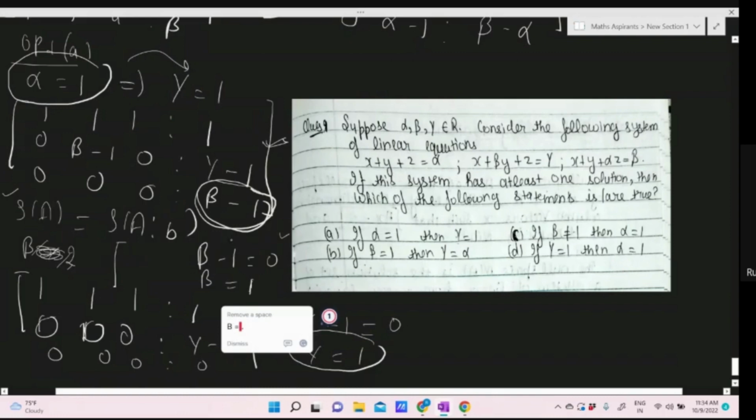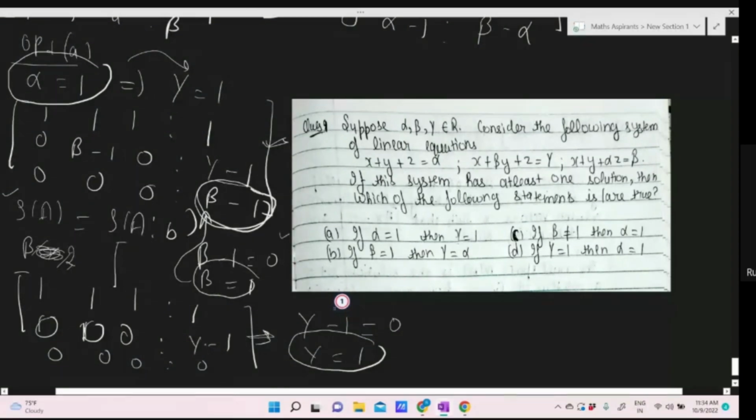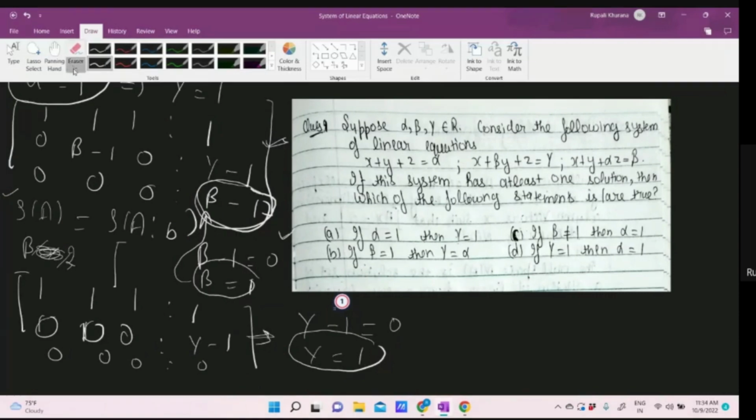Now, for beta is equal to 1, what will we do? We will put beta is equal to 1 in this system. Then this system will reduce to 1, 1, 1, 1, 0, 0, 0, gamma minus 1, and this. For this system to be consistent, we must have gamma minus 1 is equal to 0. That is, we get gamma is equal to 1. We can say that option number A is the correct option.